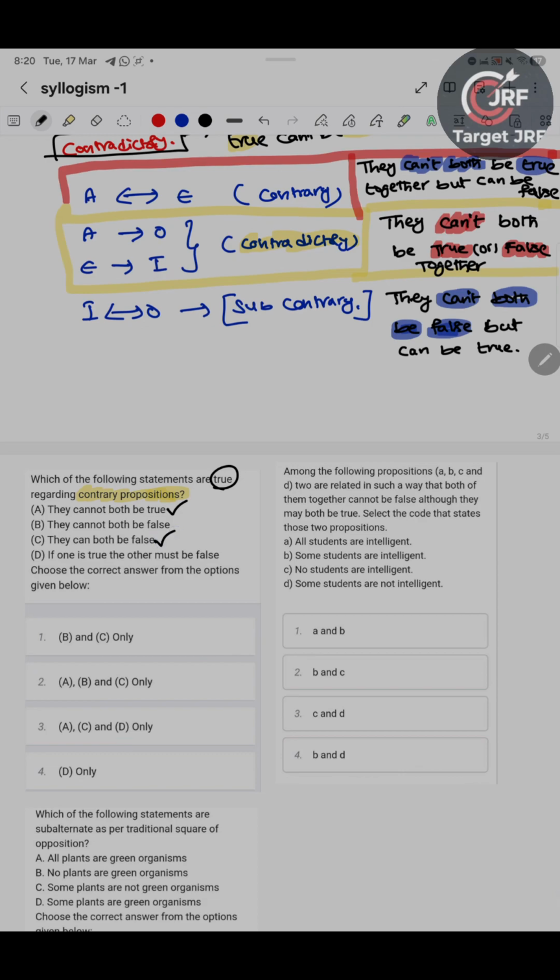And if one is true, the other must be false. They can't both be false. And if they can't both be true, it means if one is true, the other must be false. So D is also a right answer. So ACD is the right answer. Understood? They can't both be true means together they cannot be true. If one is true, the other can be false.